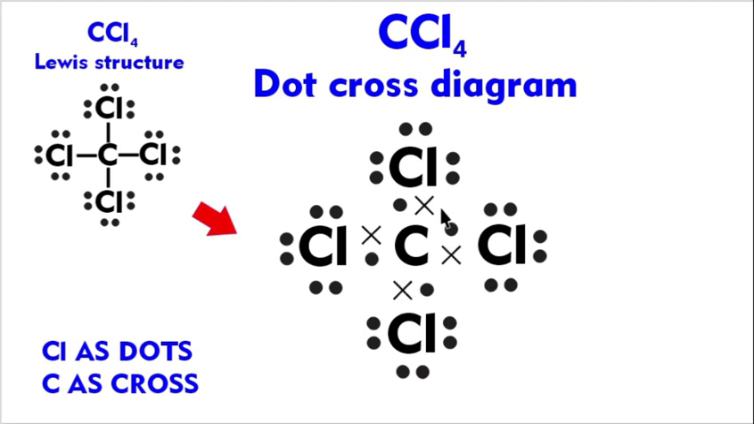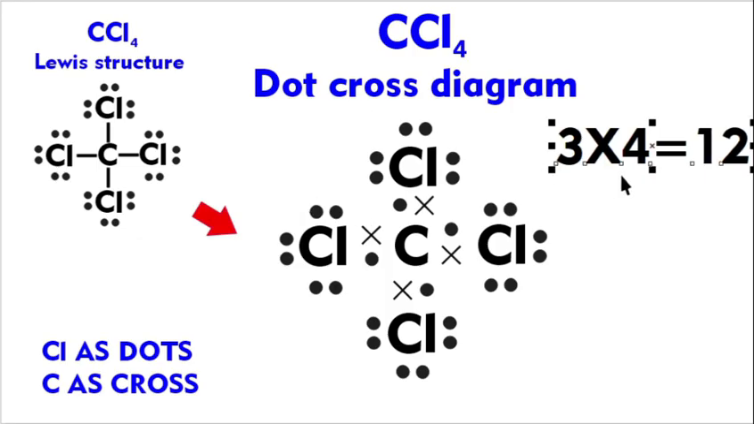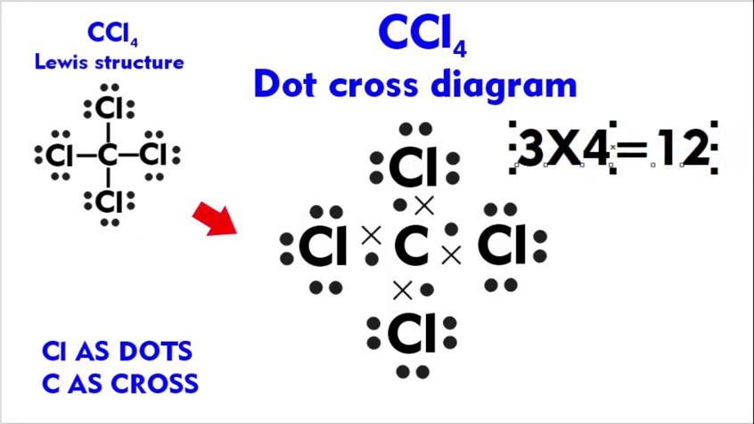Now we have carbon, which we represent as cross, and the chlorine atoms are easy for us to represent as dots. Carbon as cross, chlorine as dots. So how many lone pairs are found altogether in this CCl4 molecule? One chlorine has 3, so 3 into 4. You get altogether 12 lone pairs in this whole molecule.